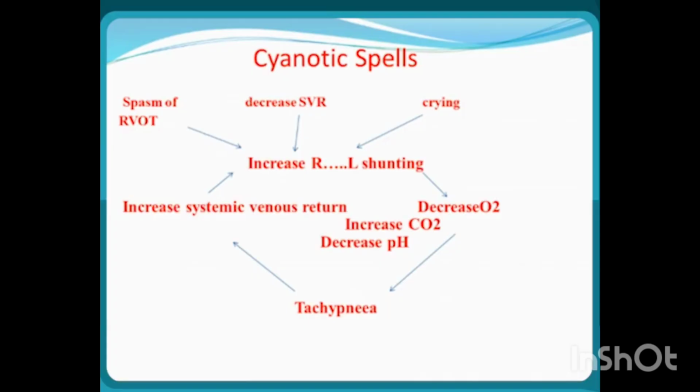So the cyanotic spell happens during crying, or with a decrease in the SVR, or spasm of the RVOT, and ultimately the final result is an increase in the right to left shunt. It will lead to hypoxia, then an increase in carbon dioxide and then acidosis. This will lead to tachypnea, and this is a vicious cycle. If this continues and continues, the patient will have very low oxygen saturation. The patient might go into convulsion, and might succumb to death if this vicious cycle is not broken.